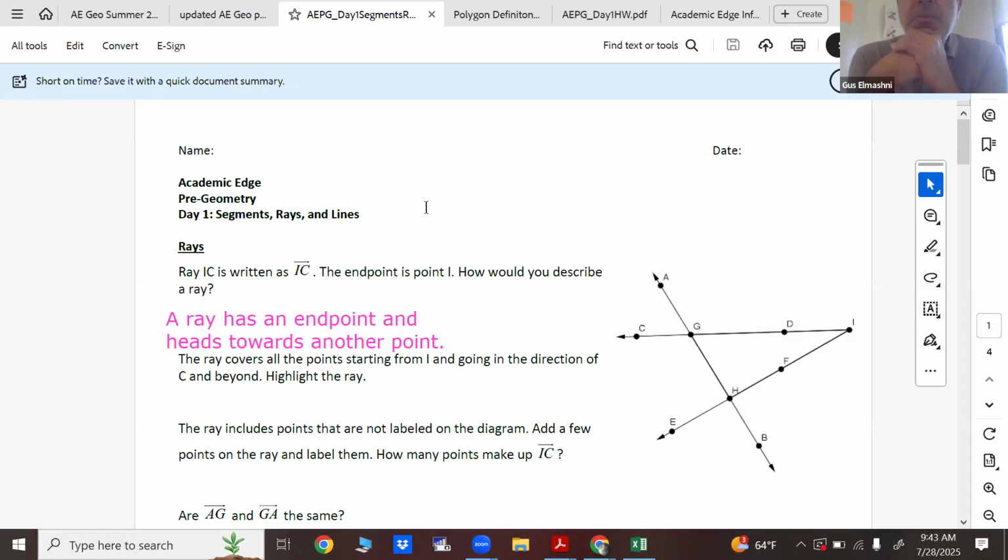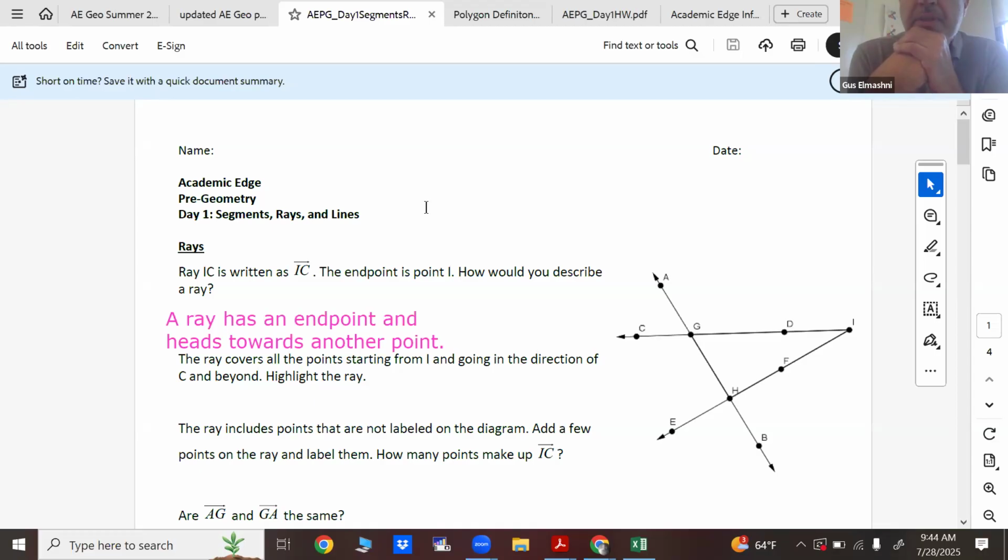So can I name other rays? For example, what if I said DC? I could start at D. I didn't have to start at I. I could start at D and go towards C. I could say GC, right?